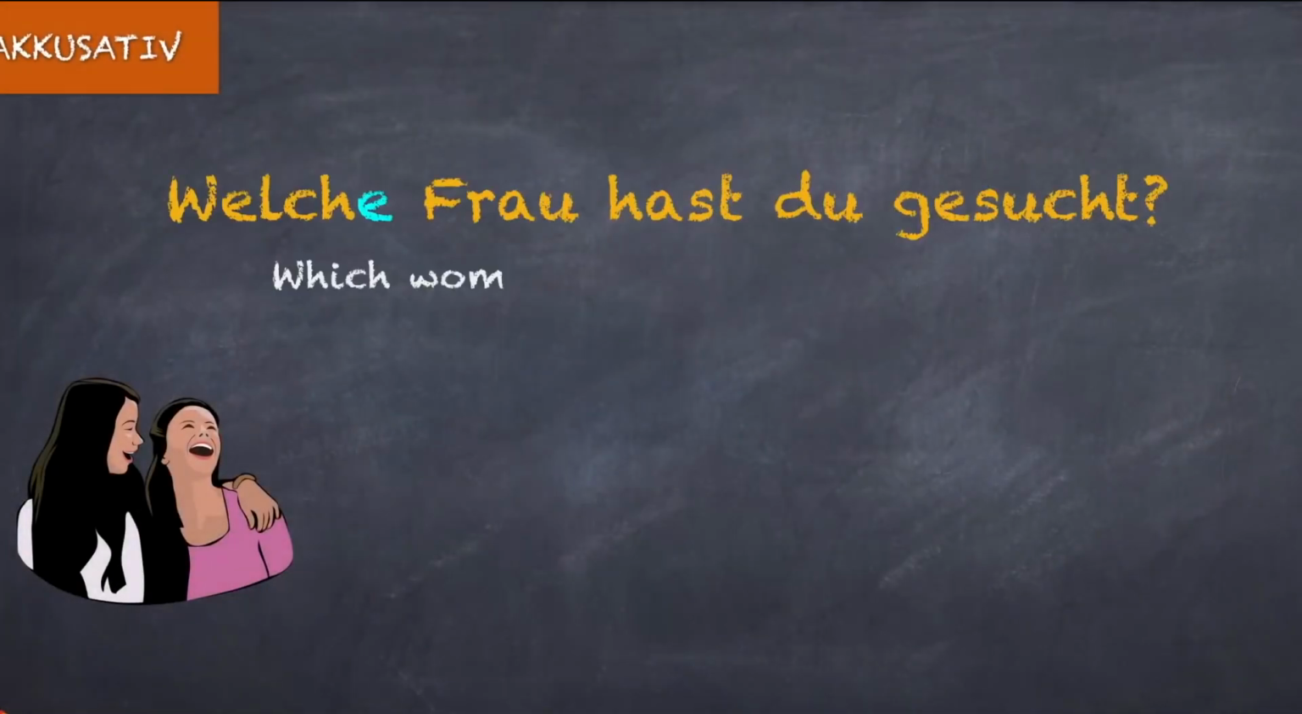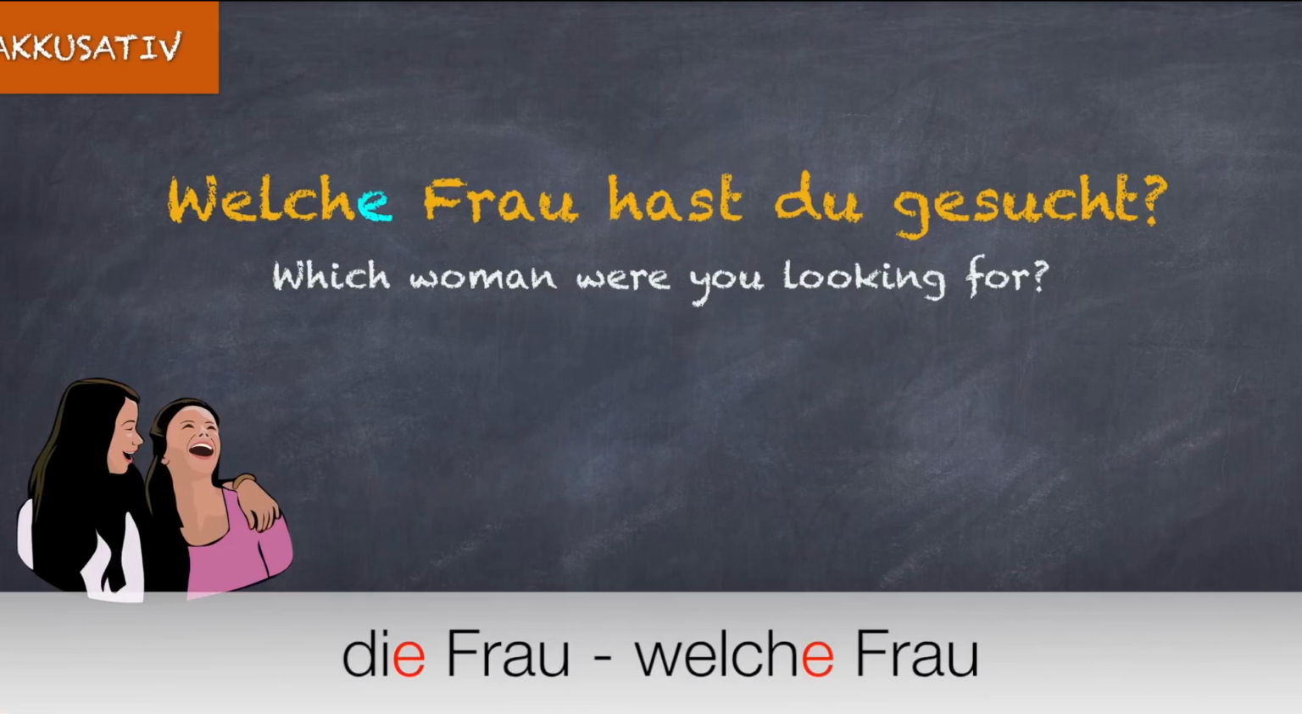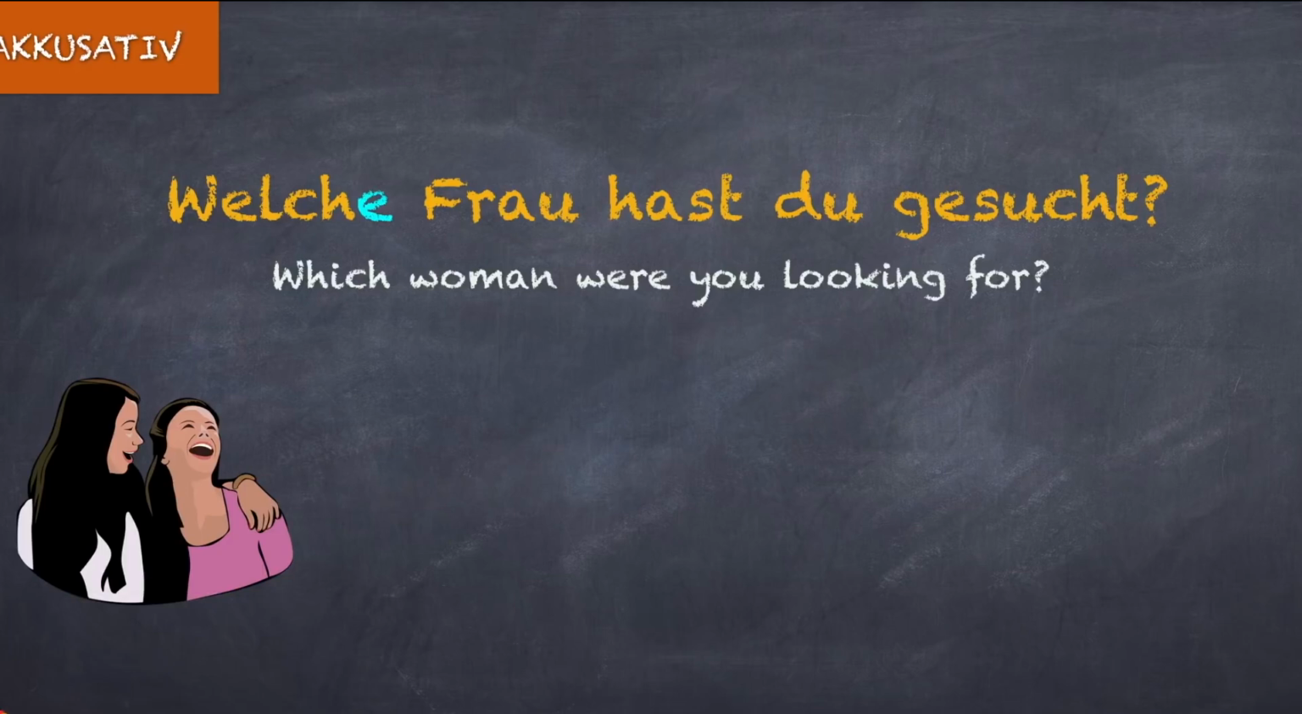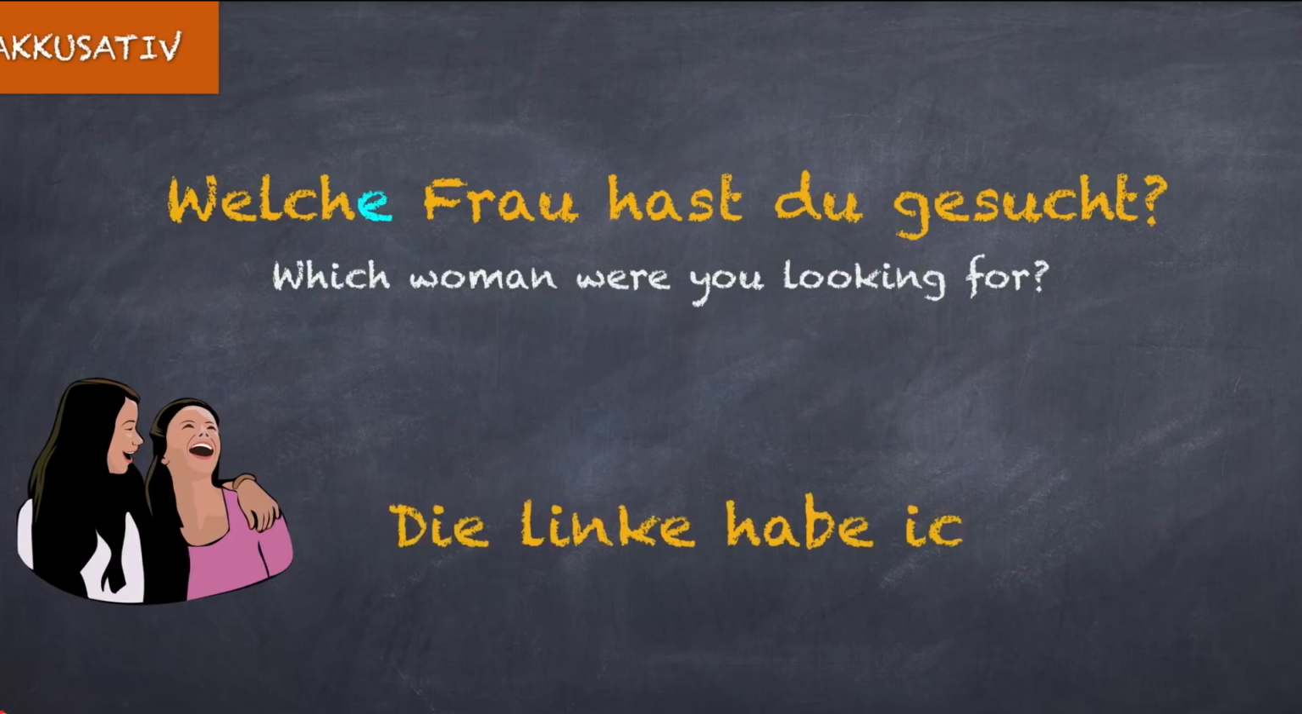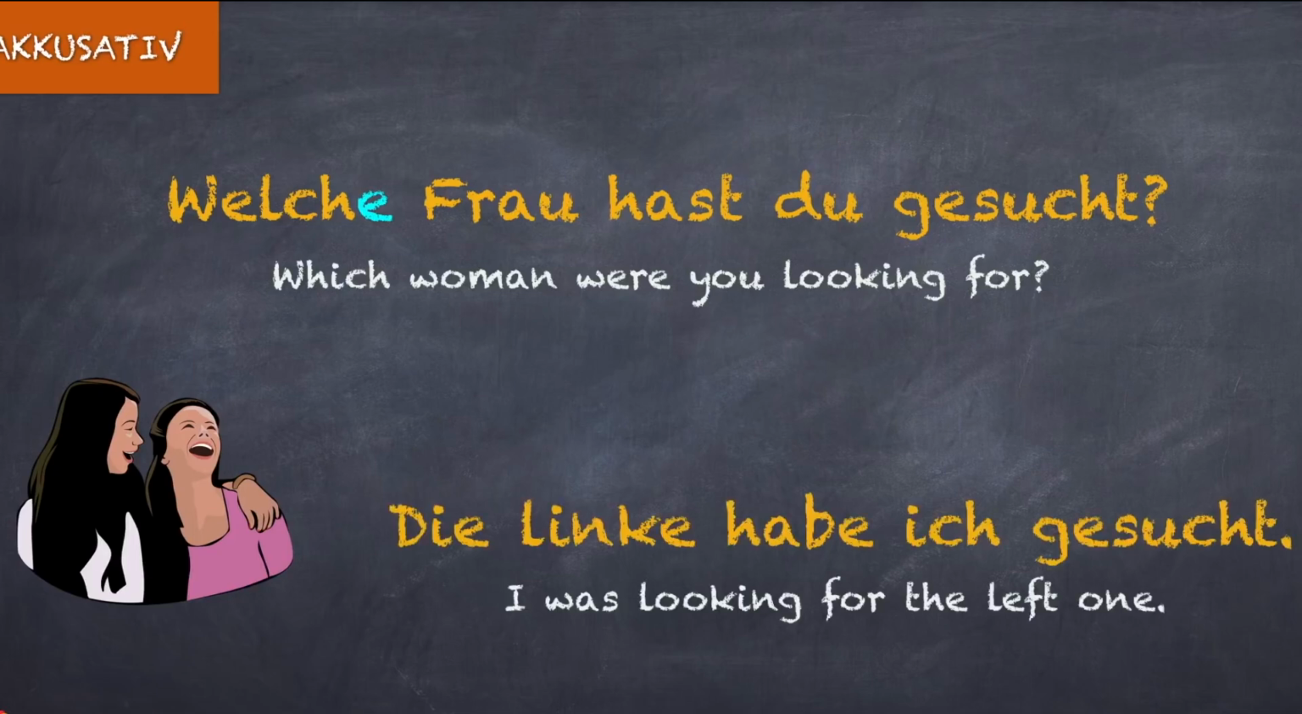The feminine article doesn't change in accusative. That means, in this case also, welche takes the ending e from the article die. Welche Frau hast du gesucht? Du is the nominative subject and welche Frau is the accusative object. Die Linke habe ich gesucht, or you can simply say die Linke.